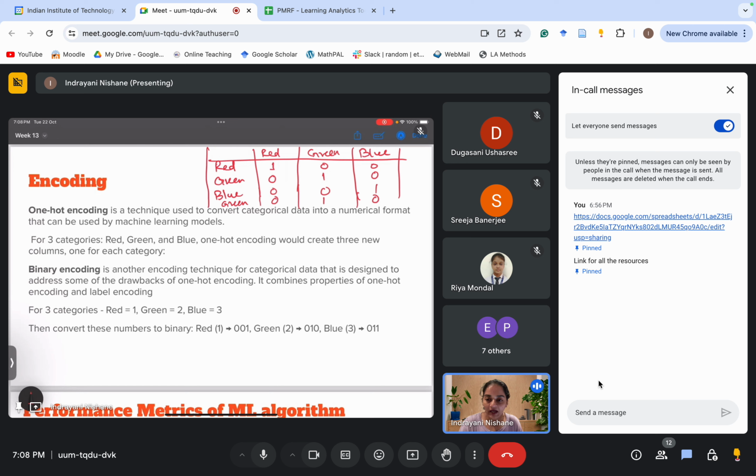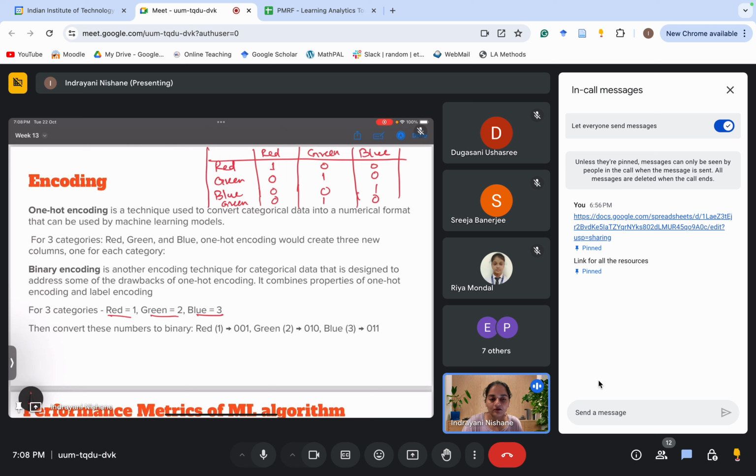Now what happens in binary encoding? In binary encoding we assign a number to all these categories. So we have 3 categories, red, green and blue. We will make red 1, green 2 and blue 3, and we will convert those numbers into binary. That's why it is called binary encoding.